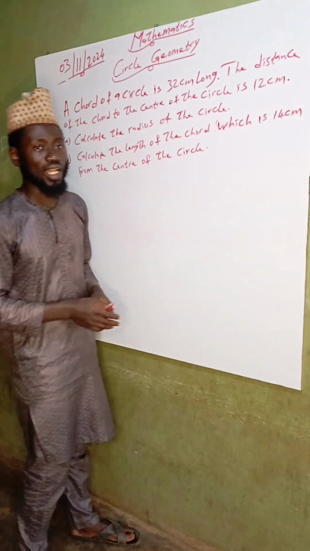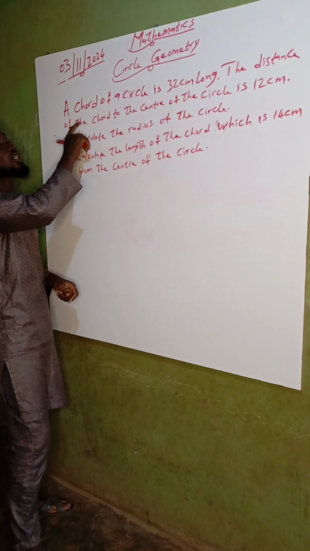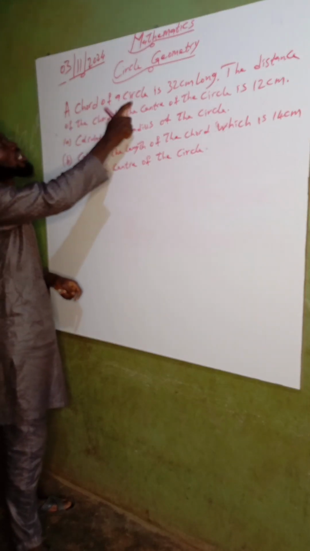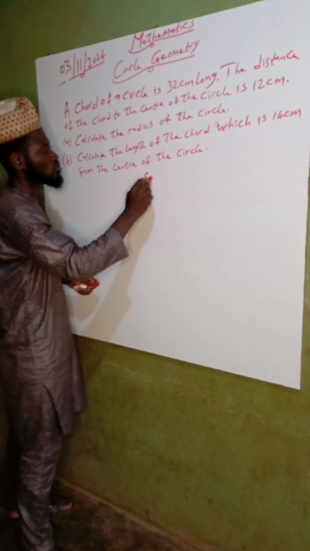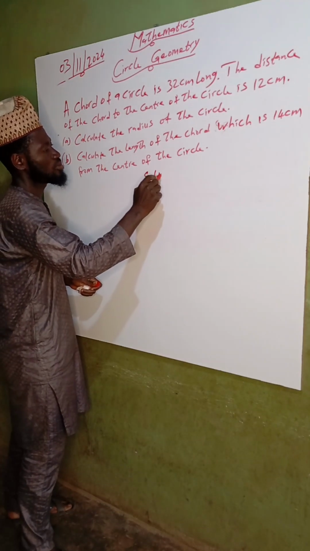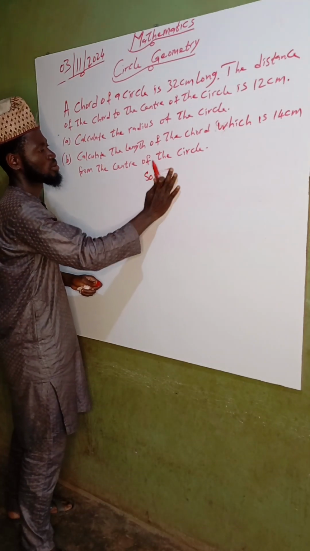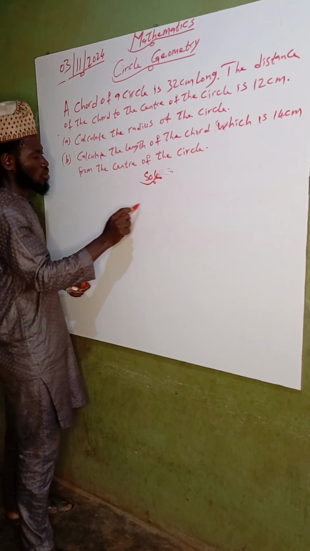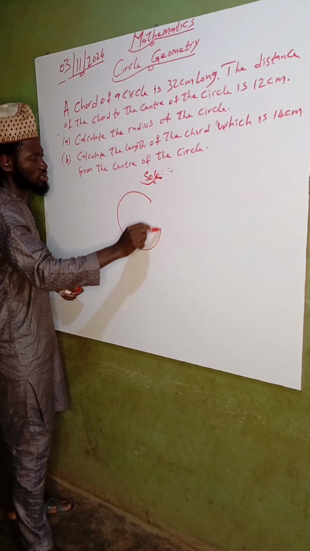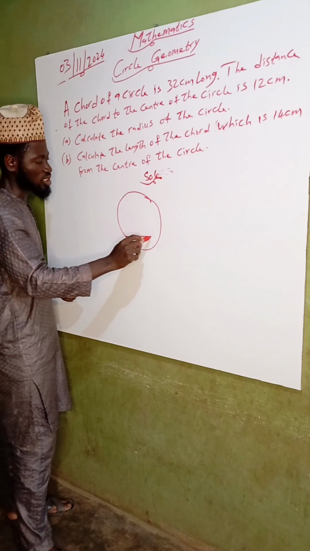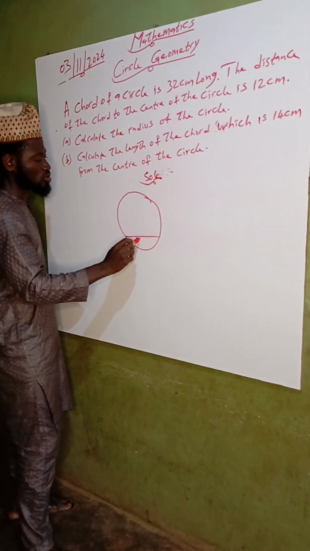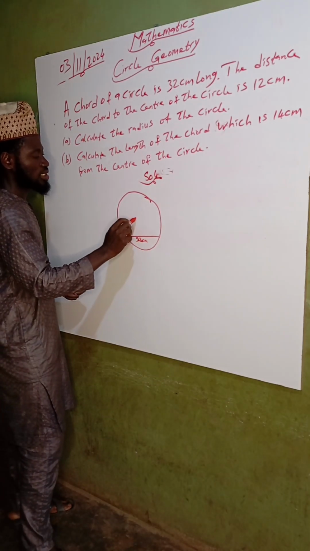Now let's move to today's class. Our second example: a chord of a circle is 32 centimeters long. Meaning that we have a circle. Let me just write it like this, solution. We have a circle like this. A chord of a circle is 32 centimeters long. The chord is 32 centimeters long. The center of a circle.